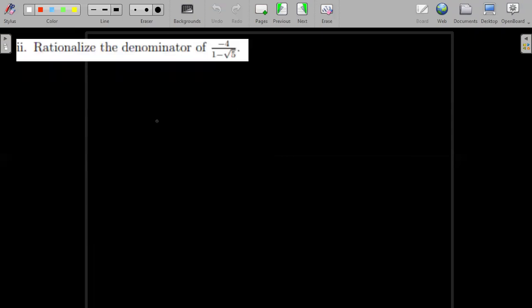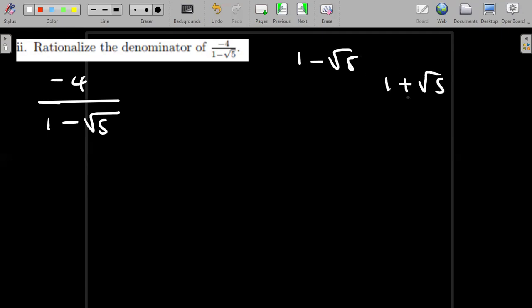The next one is here. They are telling us to rationalize the denominator. So we have 4 over 1 minus root of 5. To rationalize the denominator, you have to multiply both the denominator and the numerator by its conjugate. So if you have 1 minus root of 5, for the conjugate, the sign in between is what's going to change. So you have 1 plus root of 5. So you multiply the top and the bottom by 1 plus root of 5.